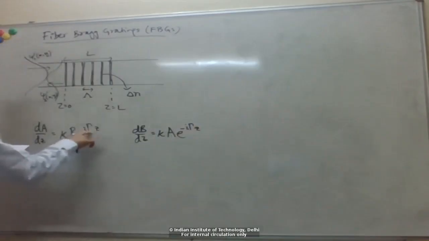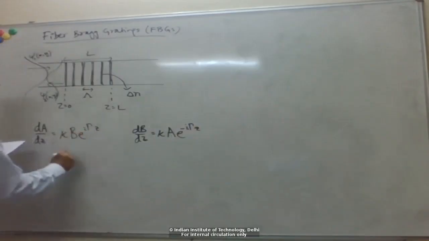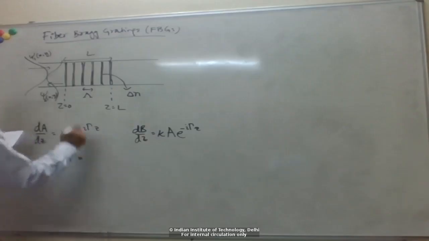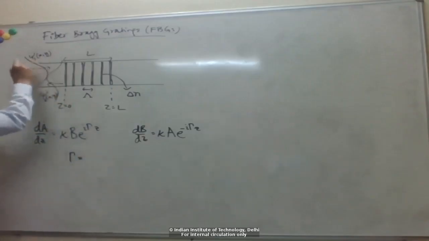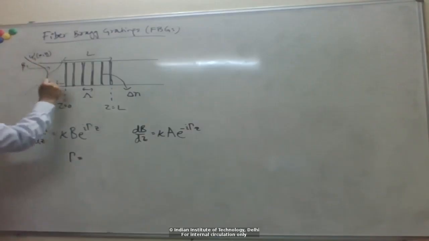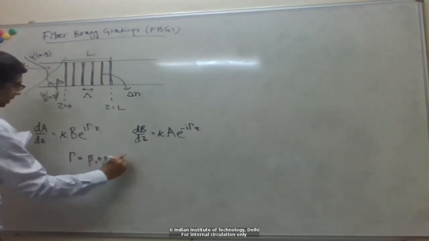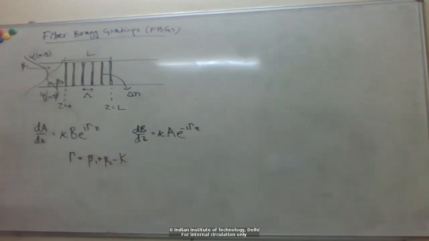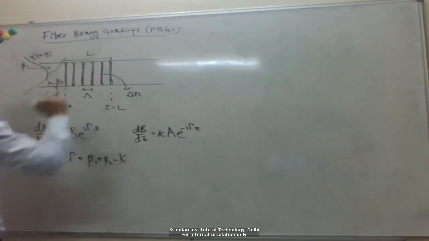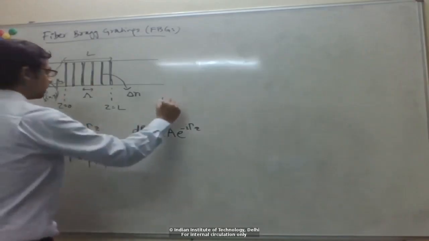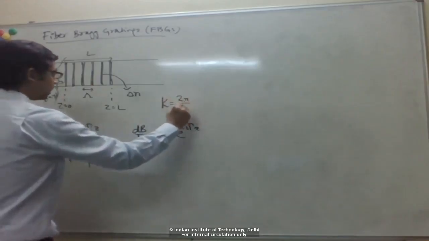Here capital gamma was basically the difference. This forward propagating mode has some propagation constant beta 1, the backward propagating, let's say, has propagation constant beta 2, so this is beta 1 plus beta 2 minus the spatial frequency of the grating here. Capital K is 2 pi by lambda.